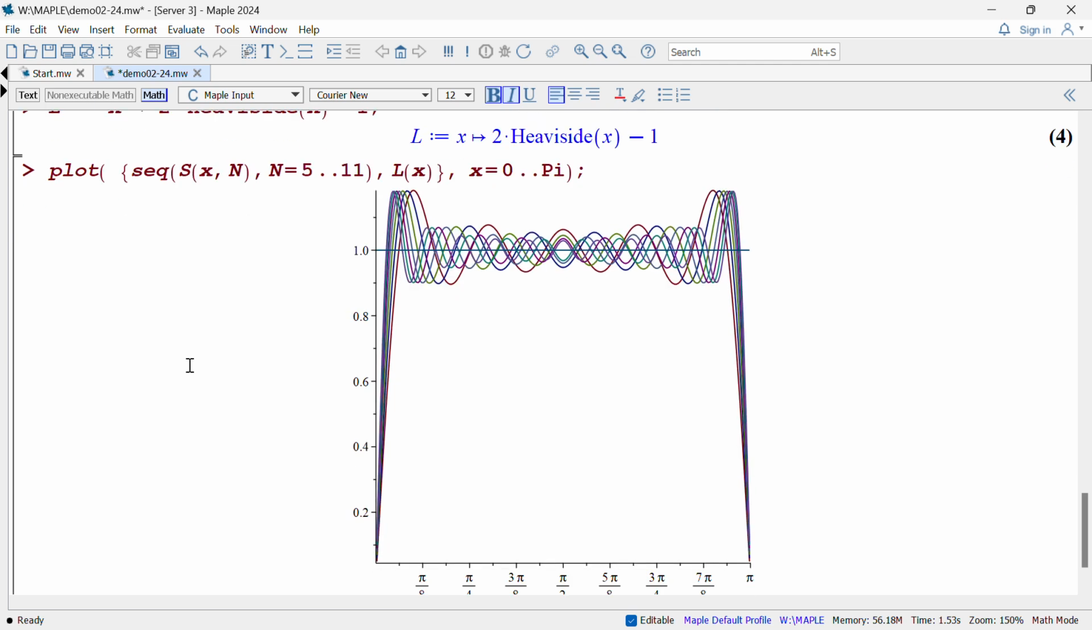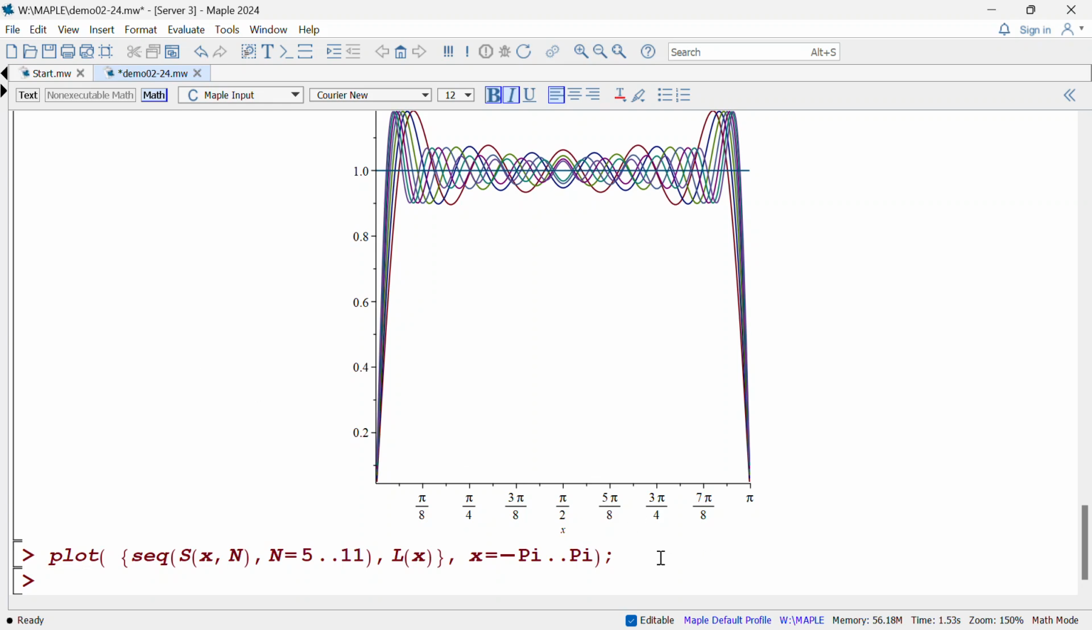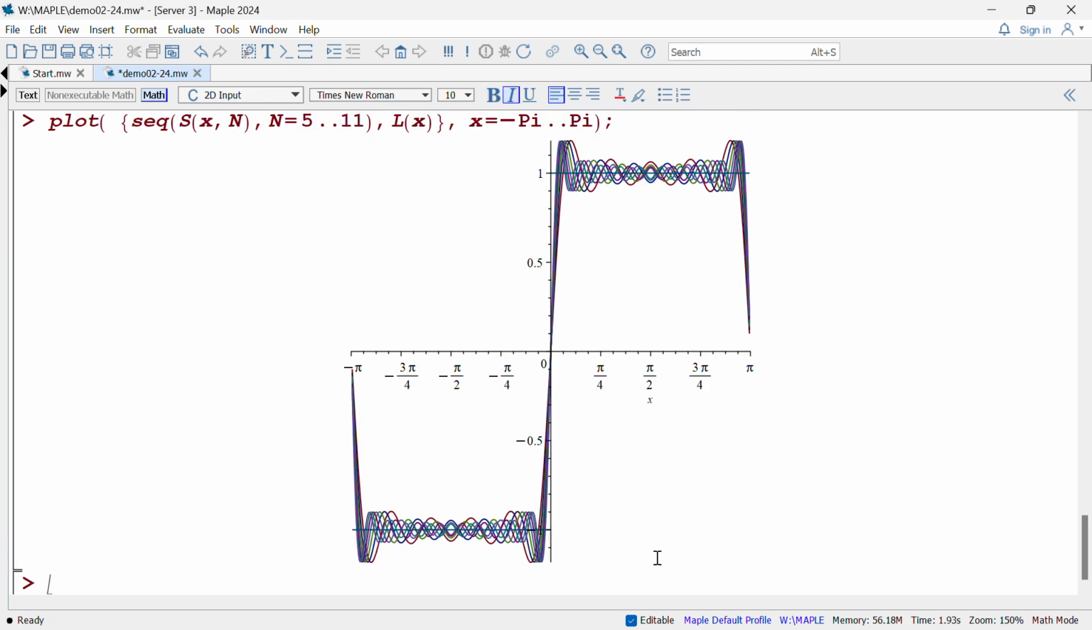Let's see, that's the Fourier series on the positive. I can do the same thing on the interval from minus pi to pi, and of course it looks like that. They all go through 0 because that's the midpoint of the jump. And it looks like that. Questions about that or about Maple? That's a fun thing to look at.